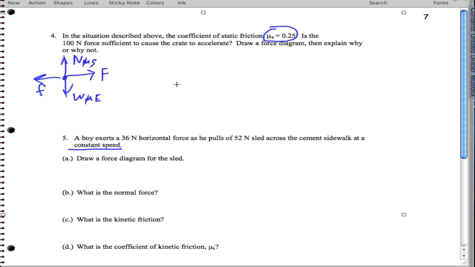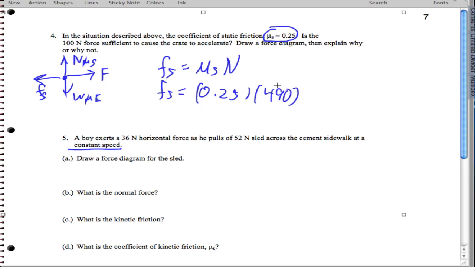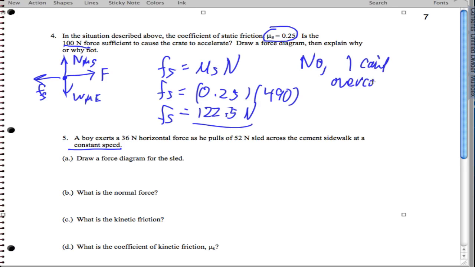Now, what needs to happen is, just like in the lab, the force applied had to overcome the static friction. So let's predict what that static friction should be using the coefficient. So that's going to be 0.25 times 490. And that tells me that I've got to overcome a static friction of 122.5 newtons. How much force did I apply? I applied 100 newtons. The maximum static is 122.5. So no, I can't overcome friction.